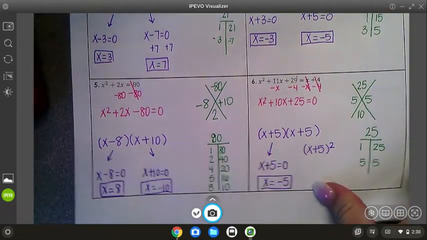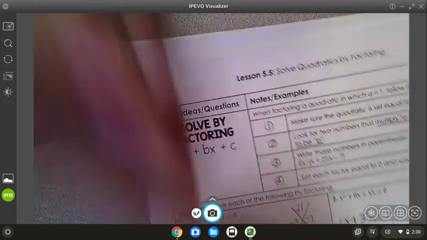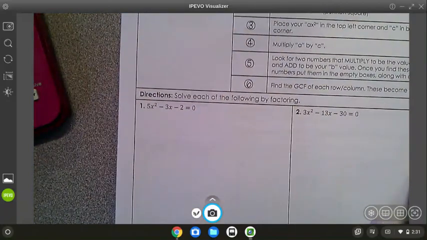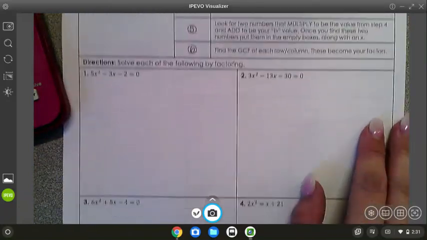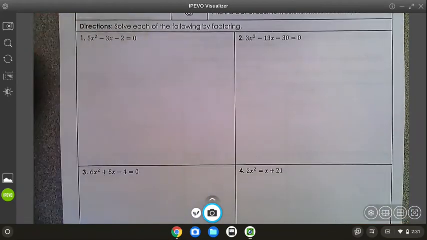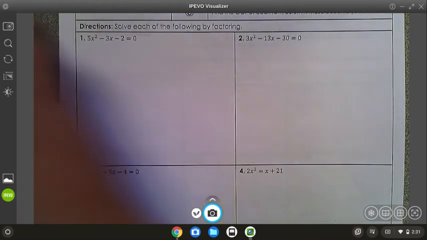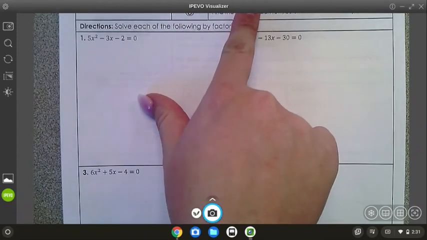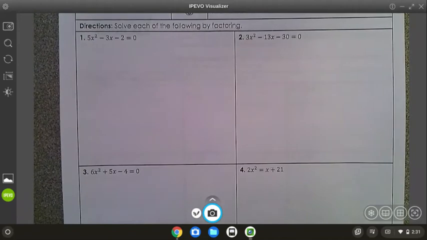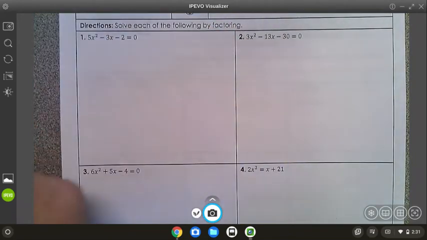So now we're going to get into some of the problems that are a little bit more difficult. The ones that have the number in front of x squared. And those are quite a bit harder because there's a lot more steps to do. So it's very important that you follow all of these directions. The way that you solve them is quite a bit different than the front. So you've got to follow these steps.